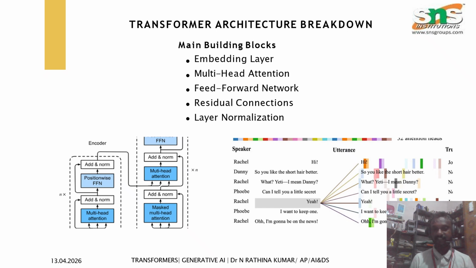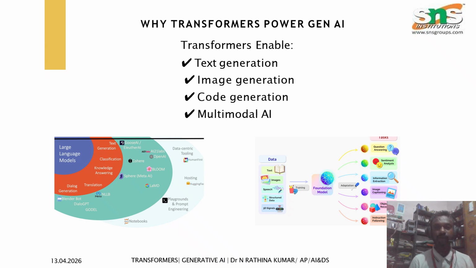The third one, the important one, is GPT: Generative Pre-trained Transformers, a key family of transformer models designed to generate text and content by predicting the next token in a sequence. So these are all the key aspects of transformers in generative AI. Why do transformers power Gen AI? I already told that. Transformers enable text generation, image generation, code generation, multimodal AI.